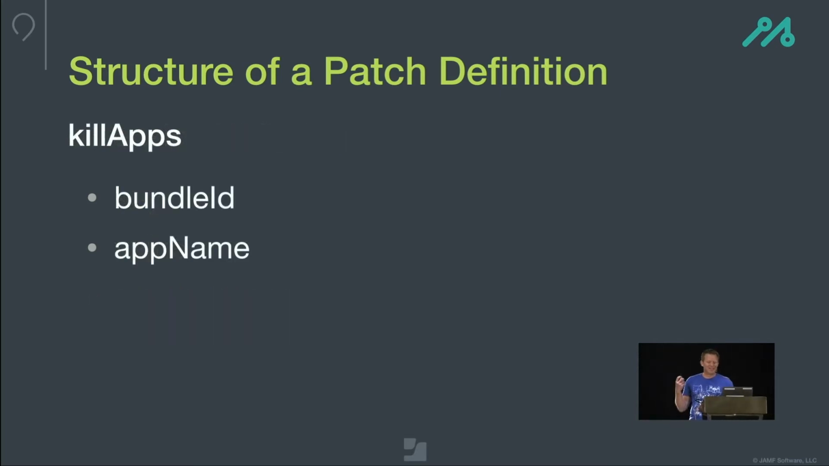Anyway, so the KillApps object, which I think is a nasty name for an exacting term, but it basically tells Jamf Pro what apps need to quit when you're doing the installation of a particular patch. It identifies the application with the bundle ID, and the app name is what is displayed in the notification dialog when you do it.